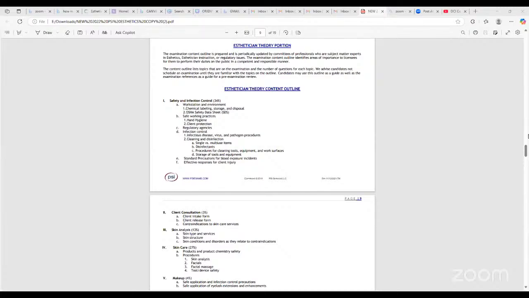Okay, for our esthetic students, I wanted to always make it a point that we reference back to our bulletin that we're going to be using to help test with as a reference for PSI, the number one reference to what's on your exam. So when we have the esthetician theory content outline, this tells you the detail of what's on the exam.